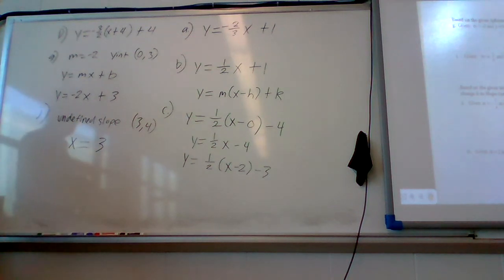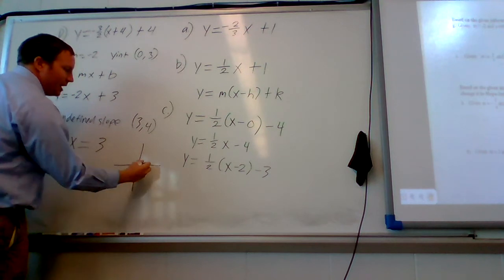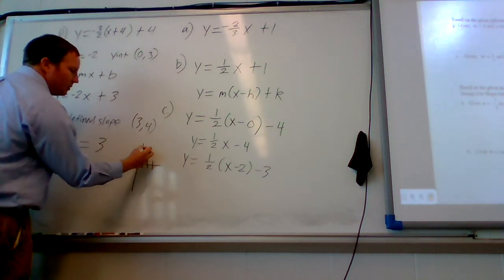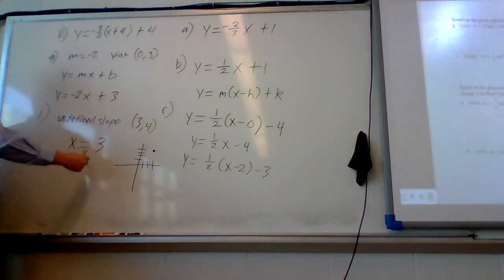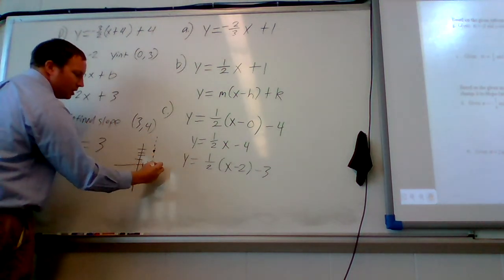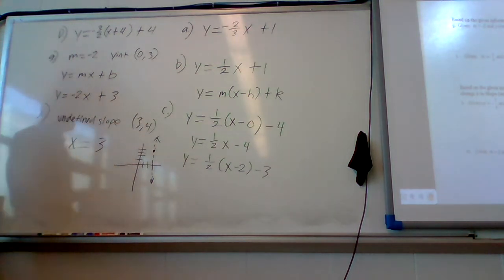Okay. Because again, if we think about it, we do a quick sketch. Right, we're at the point 3, 4. Again, it's a vertical line. We're just going straight up and down. So x equals 3 would be our line. Okay? Does that make sense?